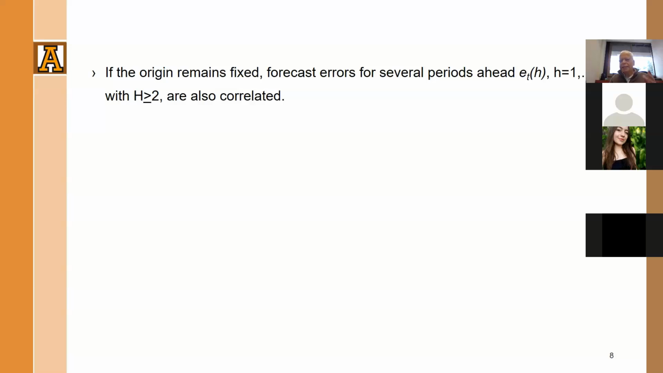For fixed h, when h is greater than or equal to 2, there is definitely some autocorrelation in the forecast errors. But when we generalize and do it for h equal to 2, 3, actually starting from h equal to 1, if we do forecast errors 1 period ahead, 2 periods ahead, 3 periods ahead, all those forecast errors are going to be correlated.